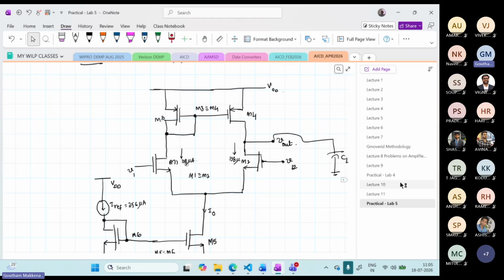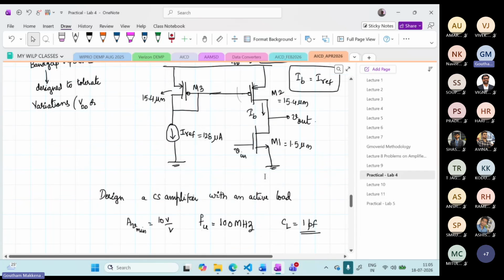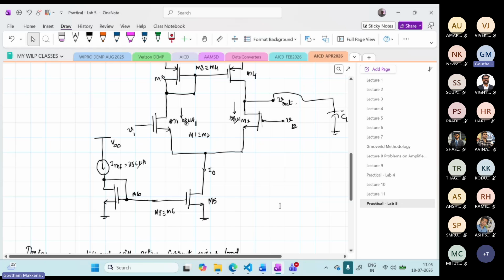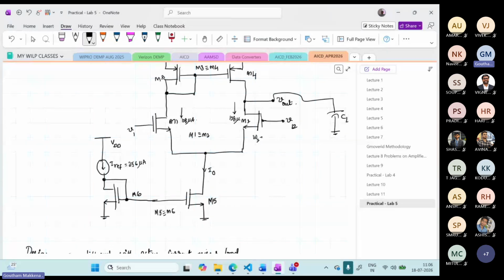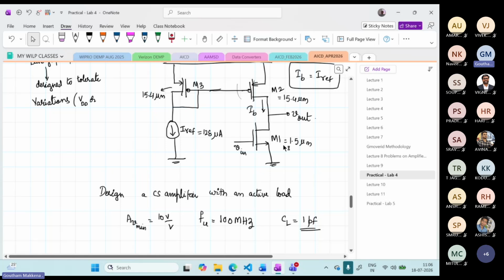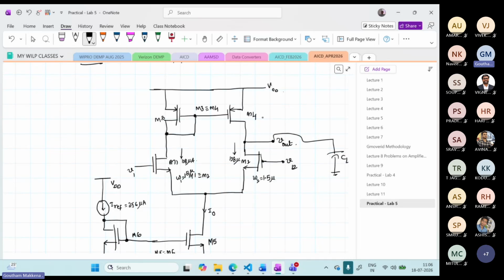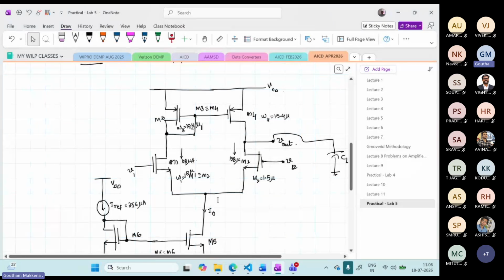What was the size of M1 from this lab? The same procedure. 1.5 micron. So you'll be doing the same thing over here. So W2 is 1.5 micron, W1 is equal to 1.5 micron. Okay. And what is M3? 15.4 micron. M3, M4 are matched. So W4 is 15.4 micron, W3 is also 15.4 micron. Okay, what else is left out?